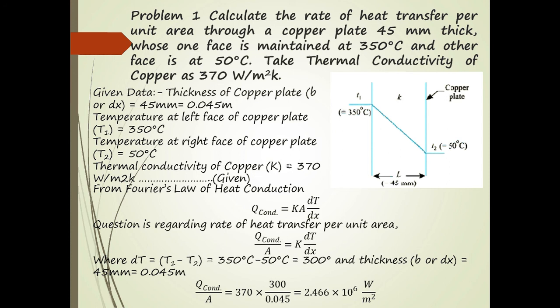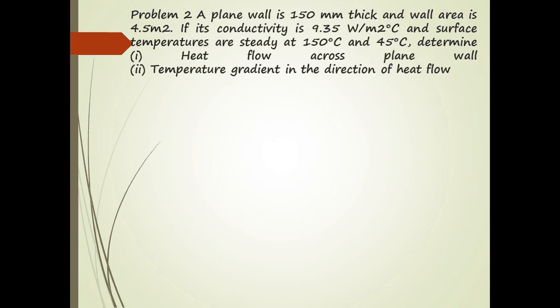This is the required answer. Okay, so we will solve one more problem. A plane wall is 150 mm thick and wall area is 4.5 meter square. If its conductivity is 9.35 watt per meter degree centigrade and surface temperatures are steady at 150 degrees centigrade and 45 degrees centigrade, determine question 1, heat flow across the plane wall, question 2, temperature gradient in the direction of heat flow.